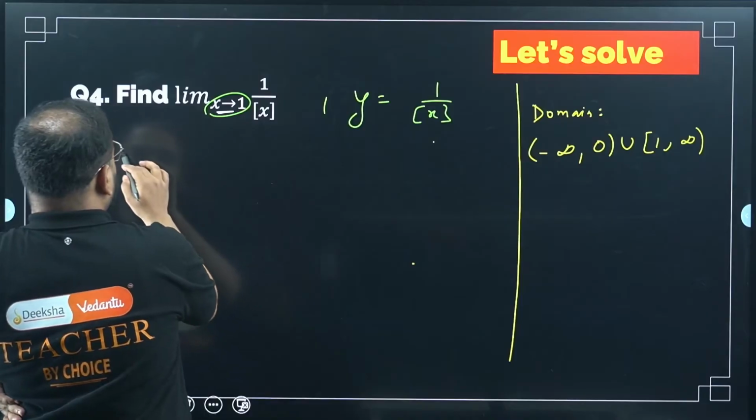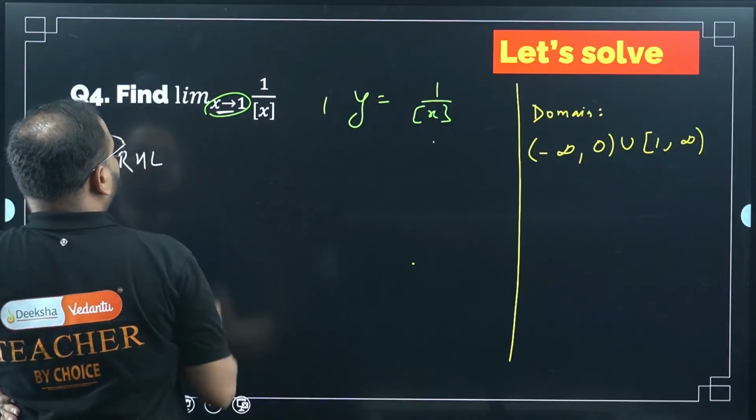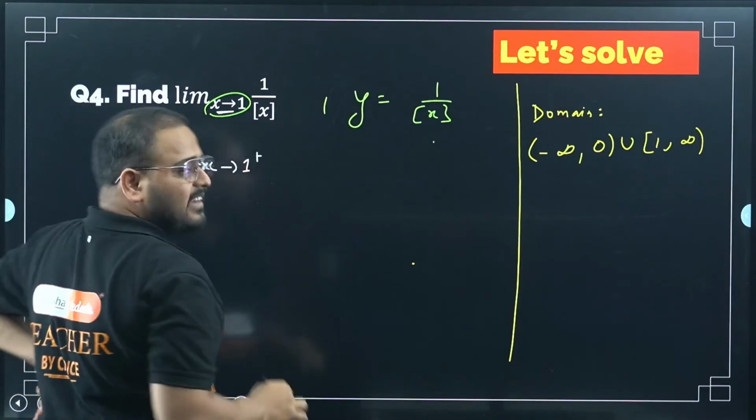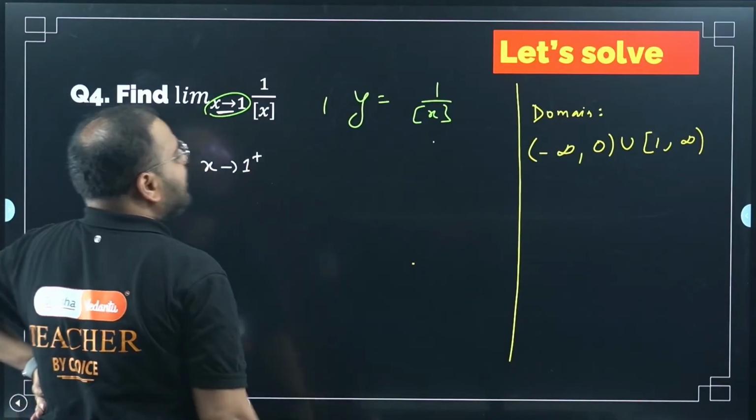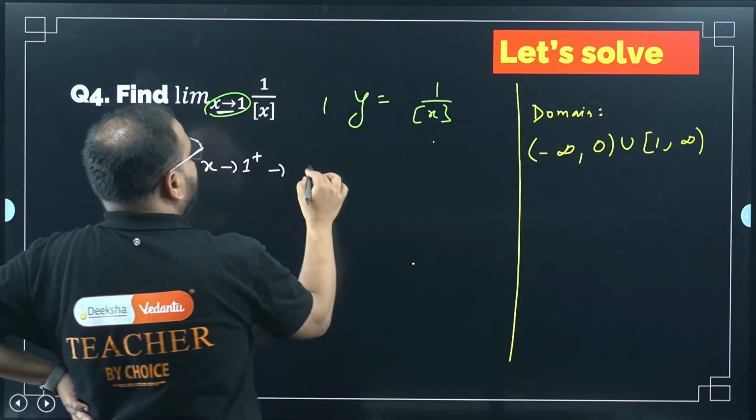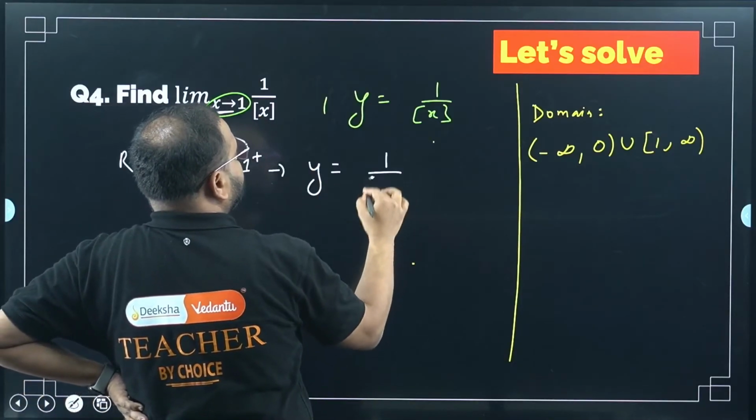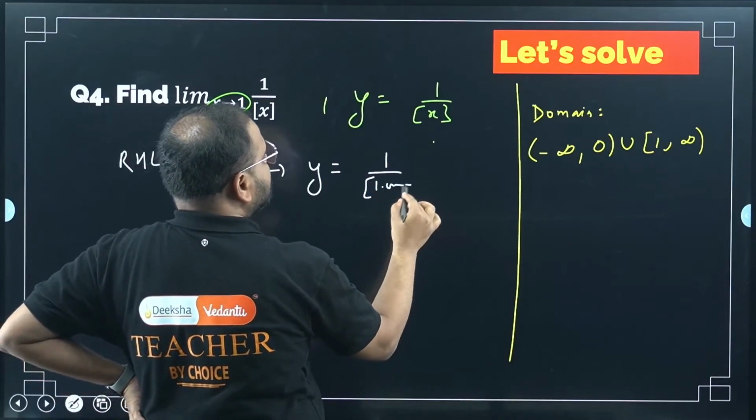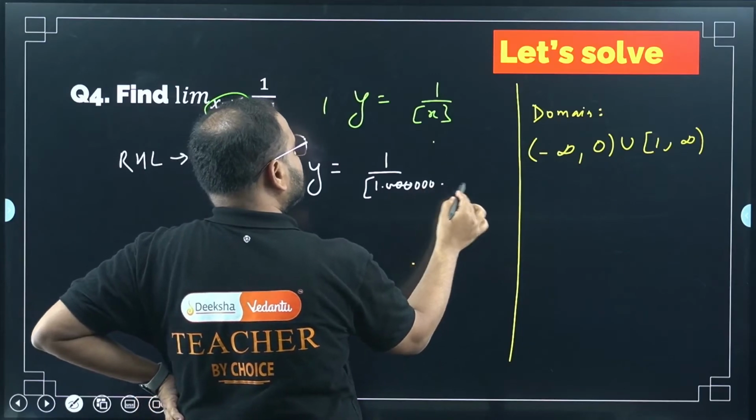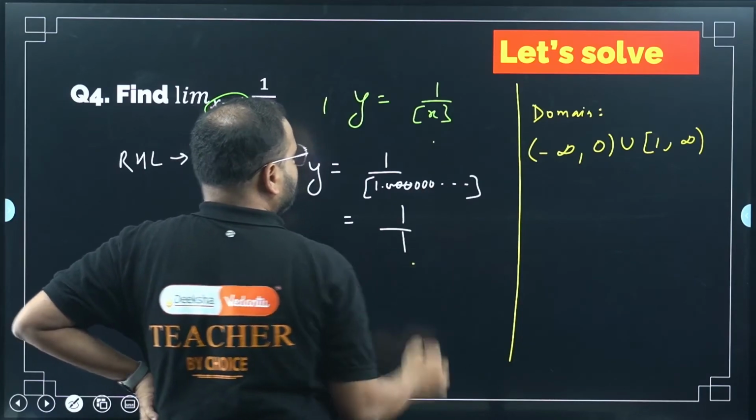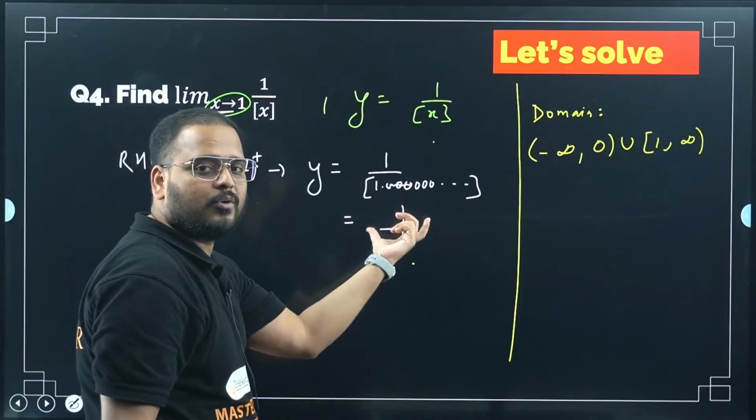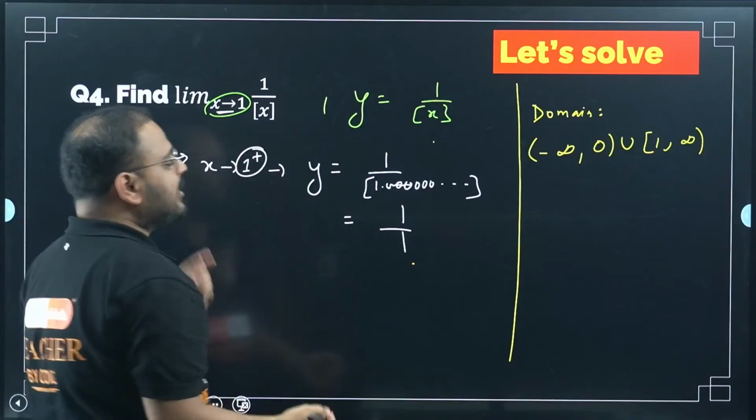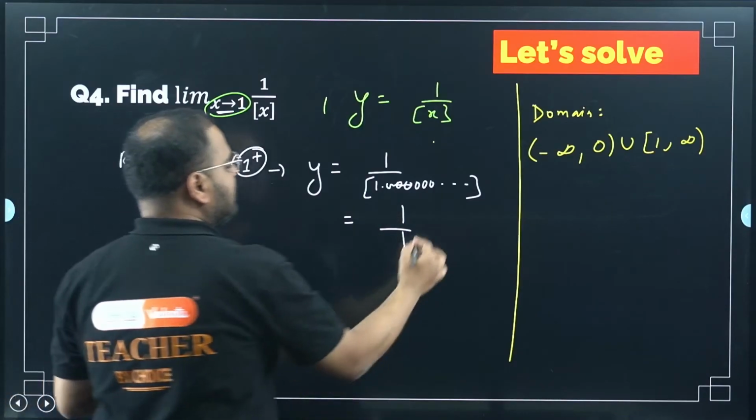So let's do this. I'll find RHL first. What is RHL? X tends to 1 plus, the right neighborhood of 1. What will happen in the right neighborhood of 1? Check the function y. Y will be 1 upon something like 1.0000. What will happen to this? 1.00 will be 1 only. It is not 2. It is just right next to 1. Right neighborhood means right next to 1, a very small value. So 1 by 1 is nothing but 1.